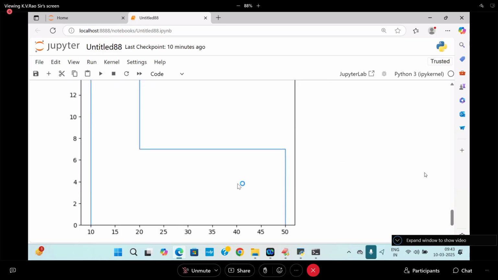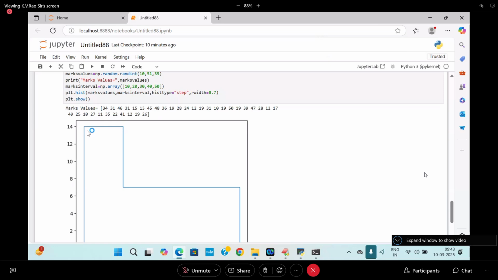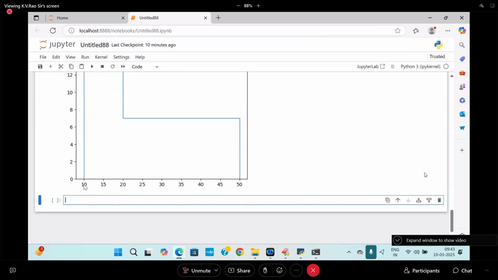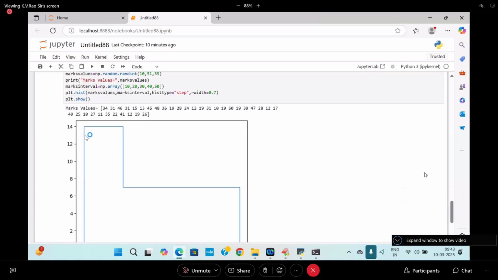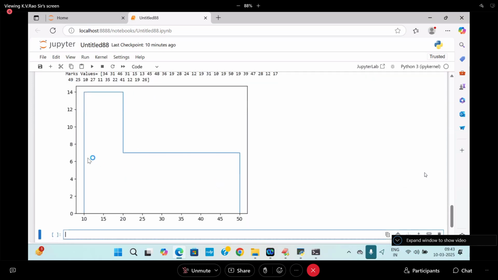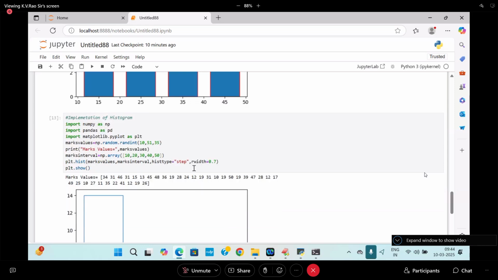Are you seeing this diagram now? See students, how simple it is. Between 0 to 10 to 20, you observe some number of values coming or not? How many? 14 values are there. Another set of values, 7 values only are available between 20 to 30, 30 to 40, 40 to 50. Are you following me?